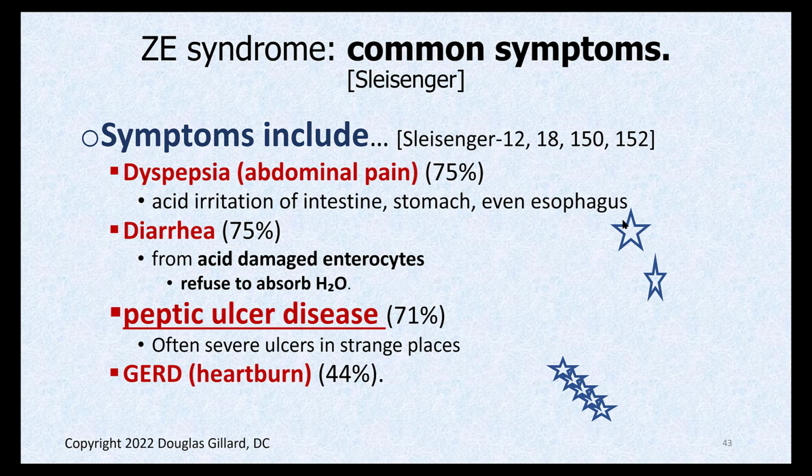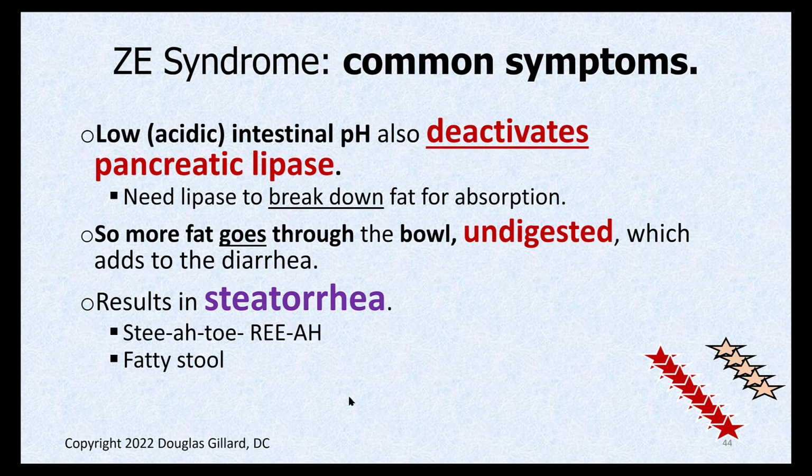Symptoms are kind of talked about, but what are the patient's symptoms? Well, they're going to have tummy upset. That's called dyspepsia. That's abdominal pain. About 75% of people with Zollinger-Ellison syndrome have dyspepsia. 75% have diarrhea. That's their complaint. And they, of course, can have both of these. 71% end up getting peptic ulcers. 44% end up getting serious heartburn.